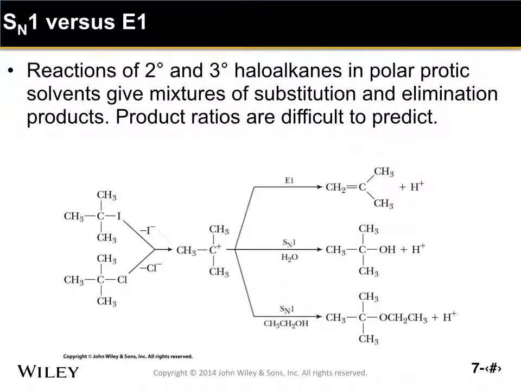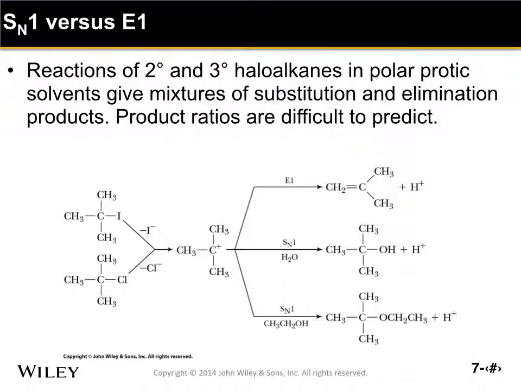Here's a couple of examples of reactions. We have a tertiary iodide above and a tertiary iodide below. Those are the two reactions. They lose the halide, which gives the carbocation. The carbocation then can do E1 reactions. That is, we could pull a proton off of one of those methyl groups and make a pi bond.